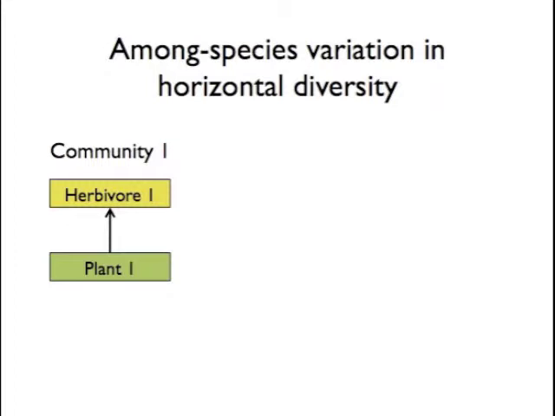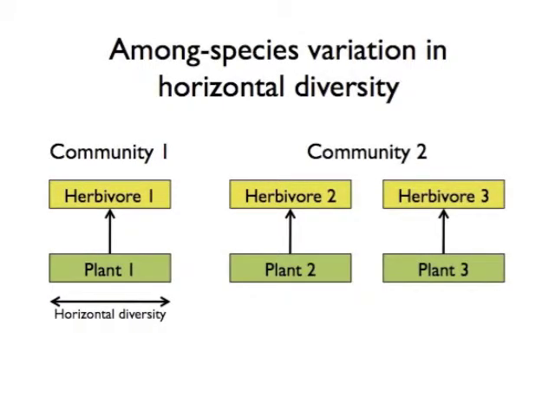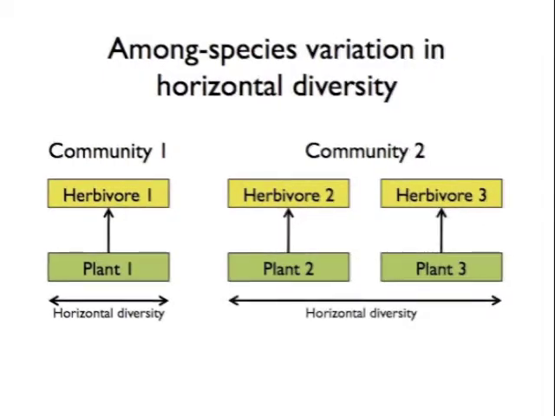Here we have Community 1 with 1 species per level, so its horizontal diversity is 1 species wide. Community 2 has 2 species per level, so its horizontal diversity is 2 species wide. We can see that Community 2 has a greater horizontal diversity than Community 1.